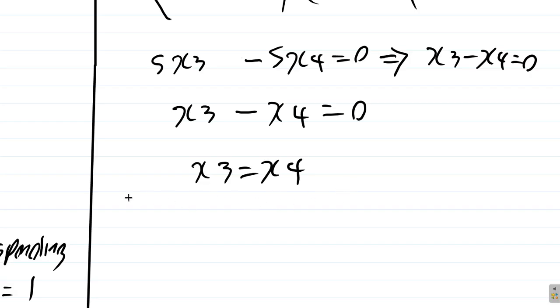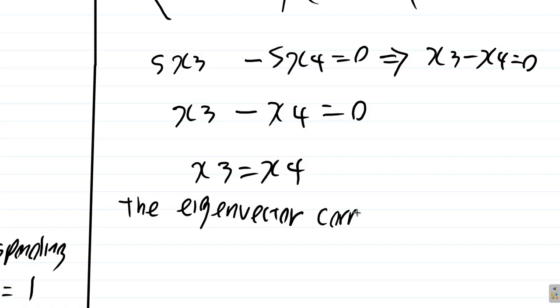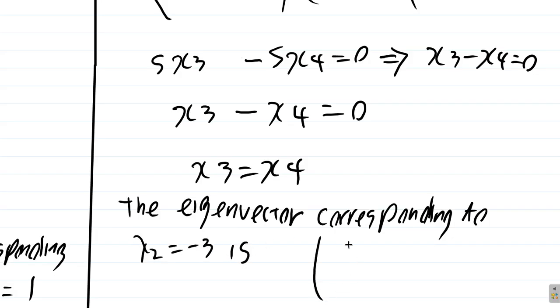If x3 equals x4, then the eigenvector corresponding to lambda 2 equal negative 3 is, all right, x3 and x4 are the same, so you just use 1, 1.